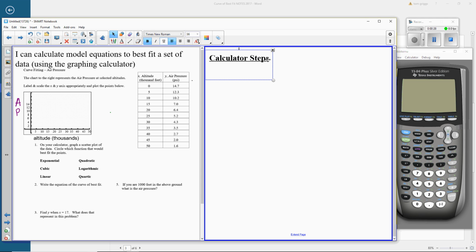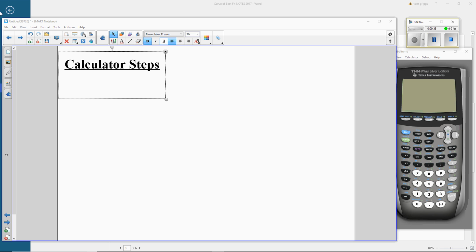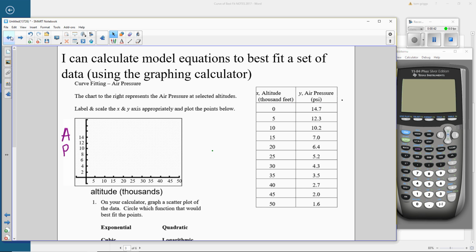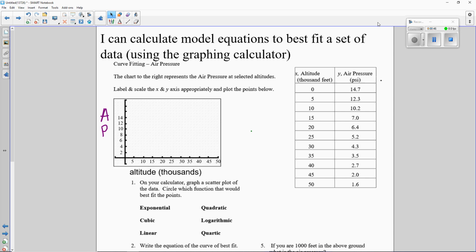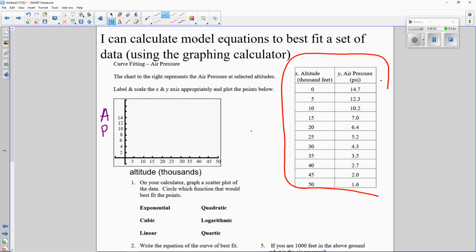And as long as you have this in your notes, I'll let you use this on a quiz or a test that we may have over this. All right, so we're going to come back to that in just a second. About 95% of this problem is going to be done with the calculator. We're going to start by graphing a scatter plot for these XY coordinates from the table here.